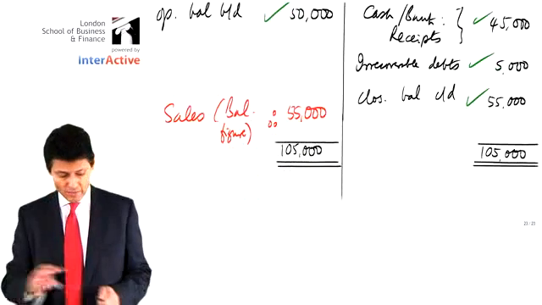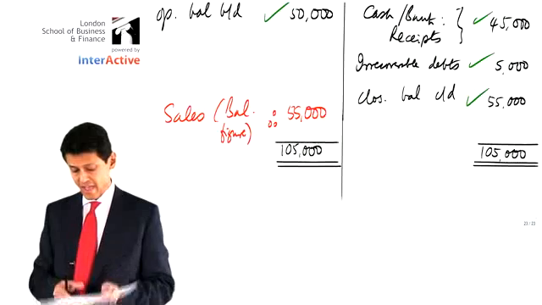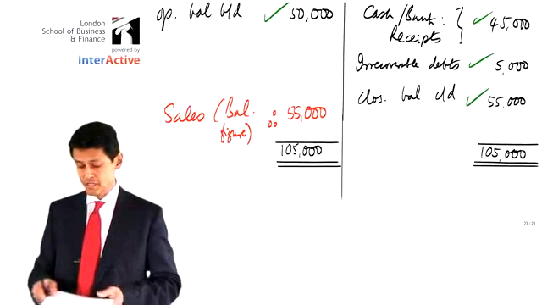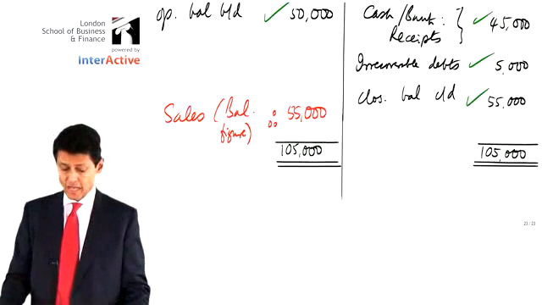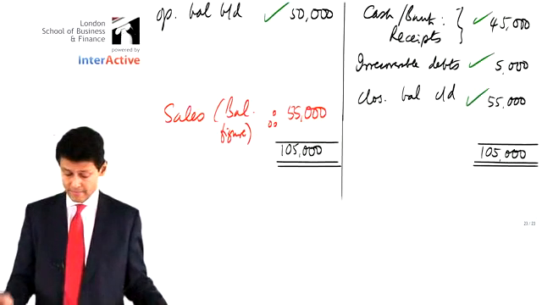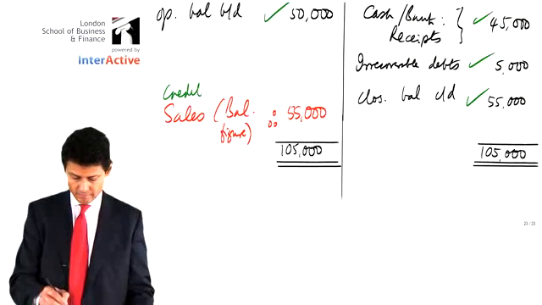So let's go back to the question and see what it says. It says, here are the facts. Can you please use the balancing figure technique that was introduced a few minutes earlier to work out what the credit sales for the year were? So I'm going to say credit sales for the year. So this is my answer.